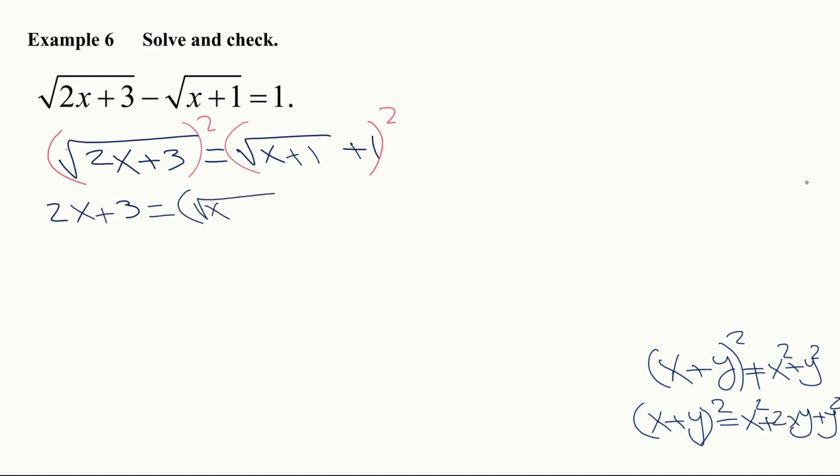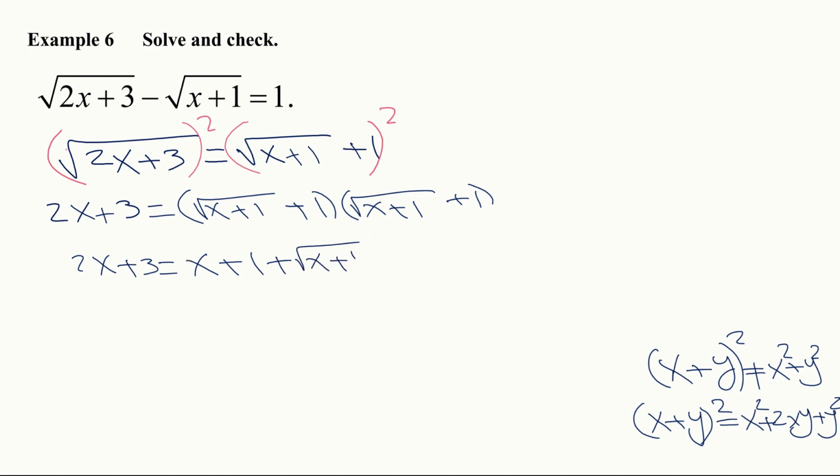Just write it out as square root of x plus 1 times square root of x plus 1 plus 1. So now we're going to go ahead and multiply it out. So we get 2x plus 3 is equal to, now square root of x plus 1 times square root of x plus 1, that's just going to be the square of the square root of x plus 1, which is just x plus 1, plus square root of x plus 1 times 1, that's just going to be square root of x plus 1.